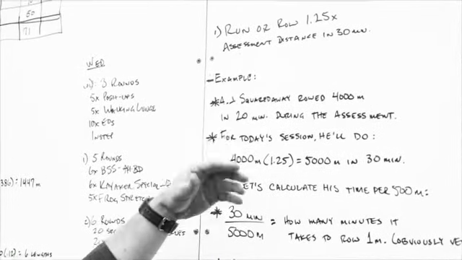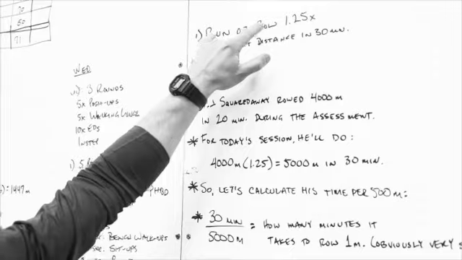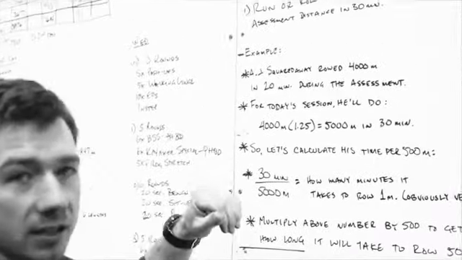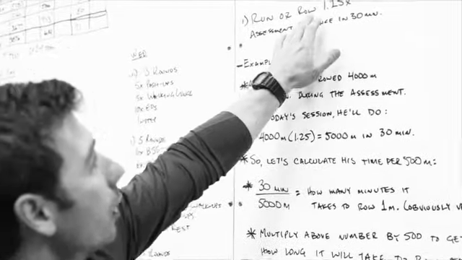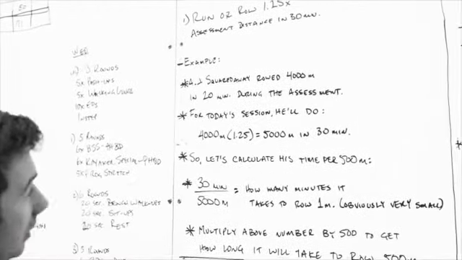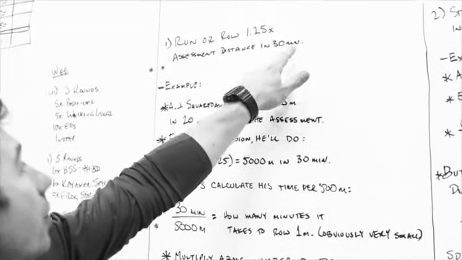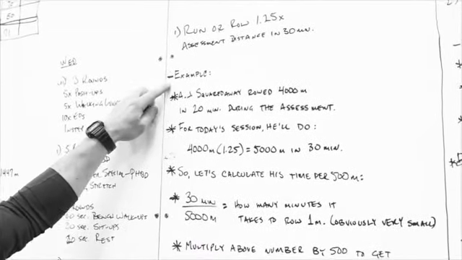Now in general, for this entire cycle, you can either run or row. Here it's full on winter. We can't really run outside without risk of slipping and stuff like that. So we're in here on the rowers. Now it says row 1.25 times your assessment distance in 30 minutes. So let's look at an example.